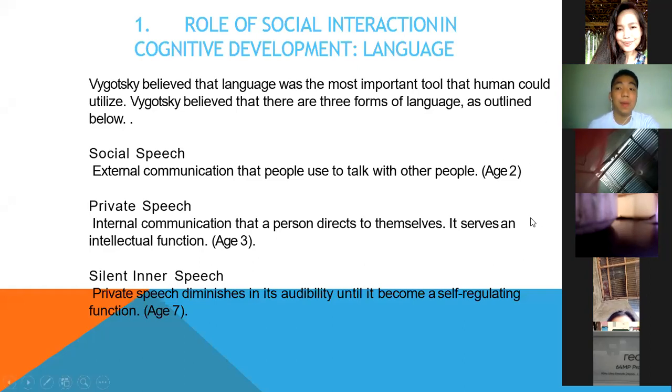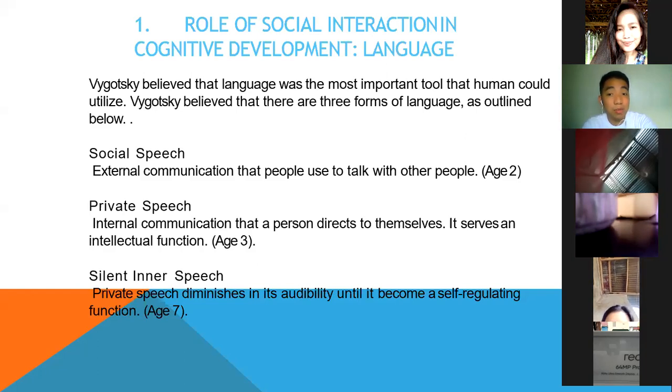We also have the private speech, internal communication that a person directs to themselves. It serves as an intellectual function. So, private speech, or we call it self-speech. A child talks to himself. We call it private speech.